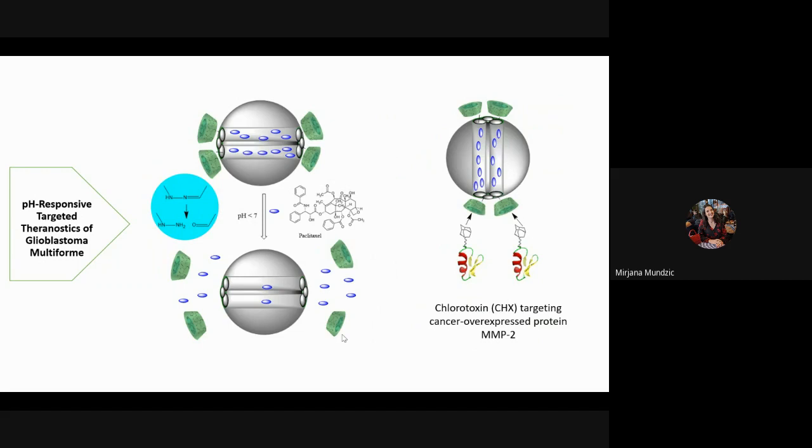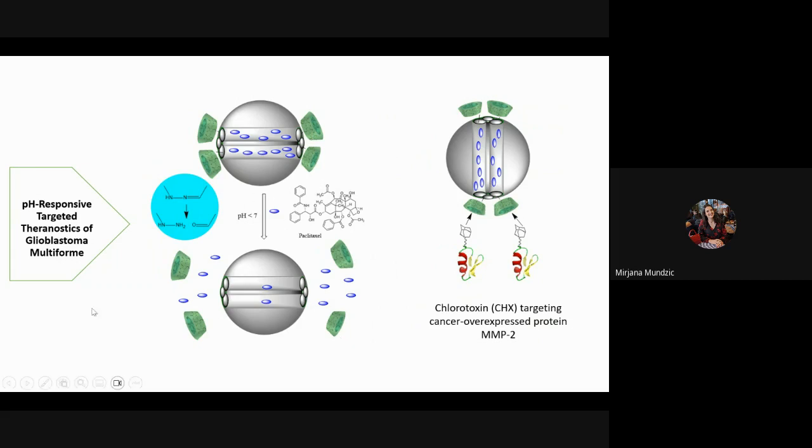The system that we are still working on, and for which we have some manuscripts submitted, is this pH-responsive targeted diagnostics of glioblastoma multiforme. The principle is similar. In this case, we loaded paclitaxel, which is an anti-cancer drug. It can be doxorubicin, it can be temozolomide, there are different kinds of those drugs. We chose paclitaxel for these purposes.